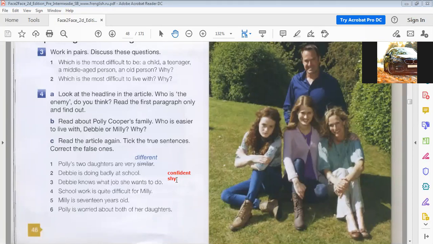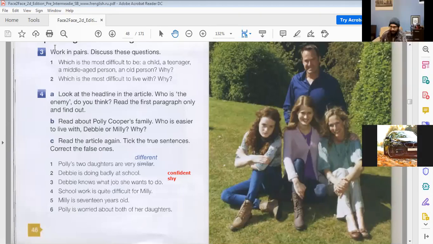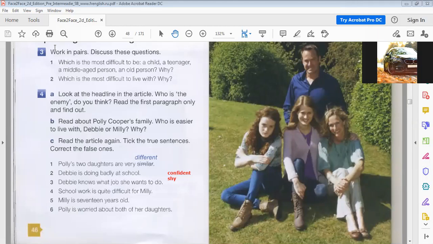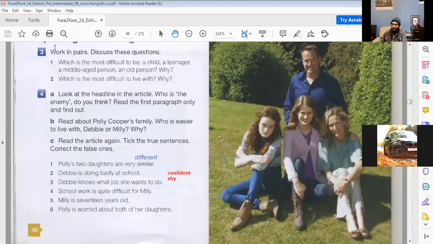What do you think, Samiha? Confident, what do you think it means? Can you guess? I know the meaning, but how to explain it? Okay. Confident. Maybe someone who feels relaxed with other people and can talk. Correct. Okay, very good. Confident, very confident, talking.